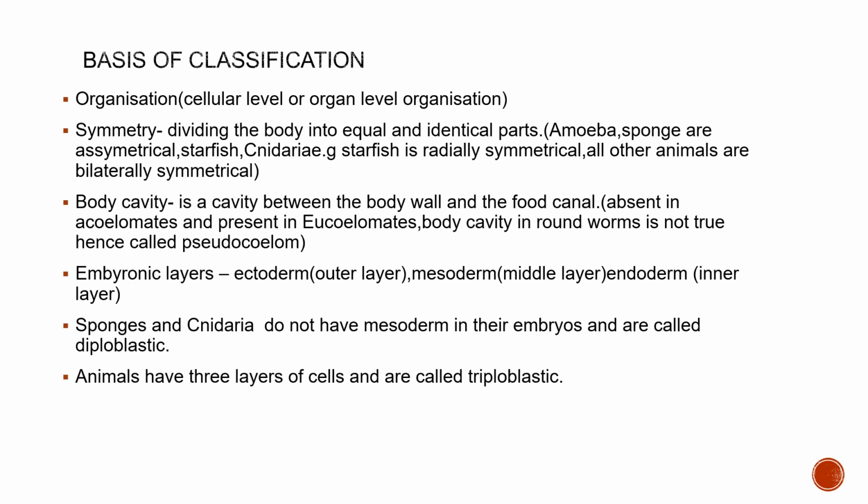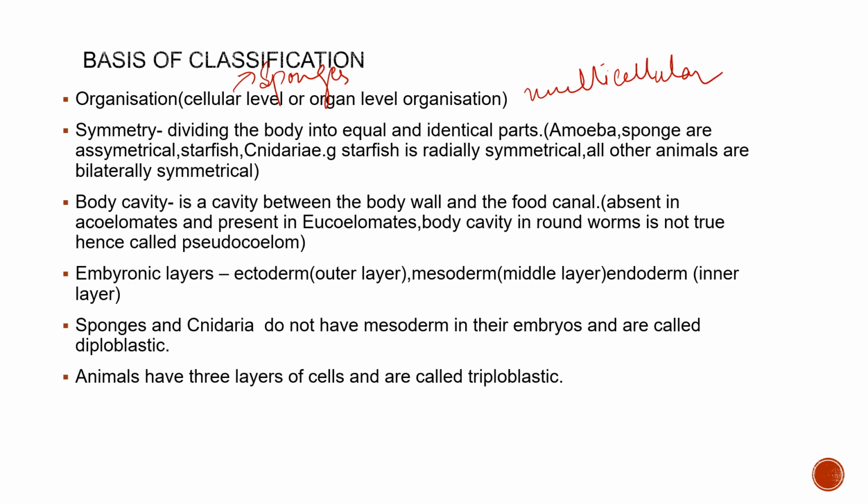So the first one is the organization. We all know that they all are multicellular, but their body cells may be modified into tissues and organ systems, or may not be organized into organ systems. Animals such as sponges do not have organ systems. They are not modified to that level of organization. That is, these have a cellular level of organization.